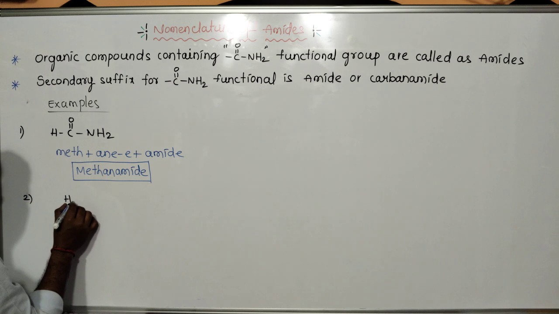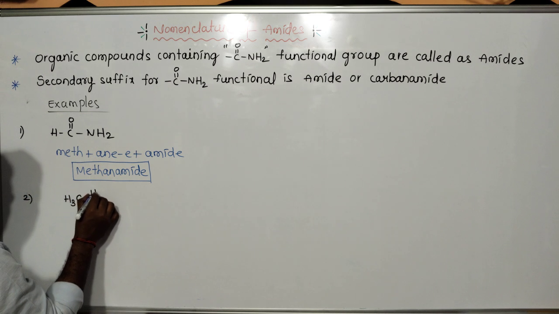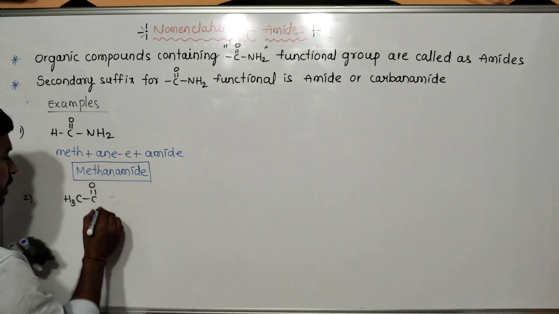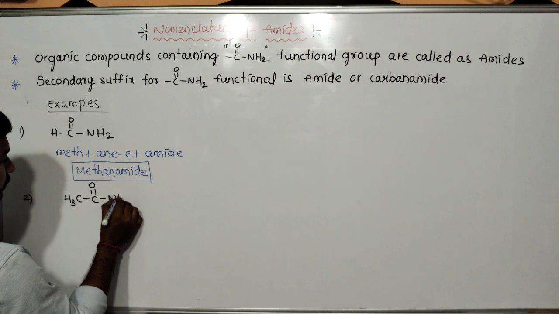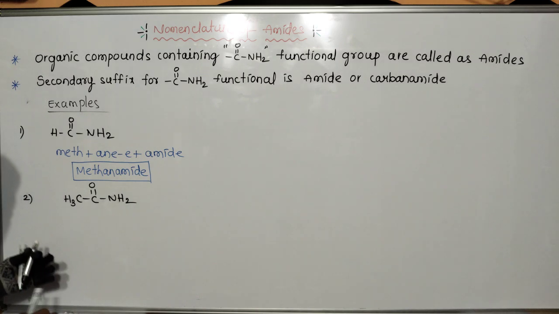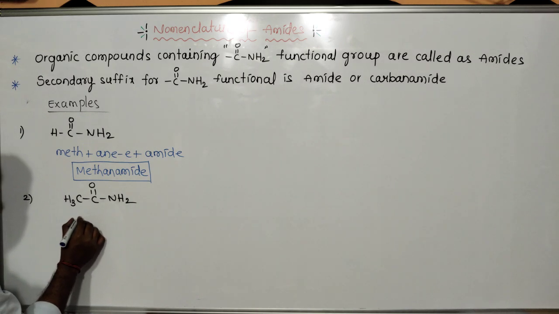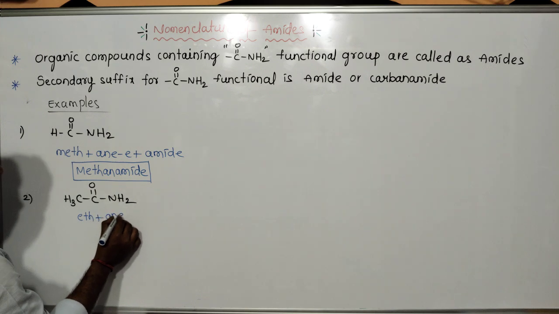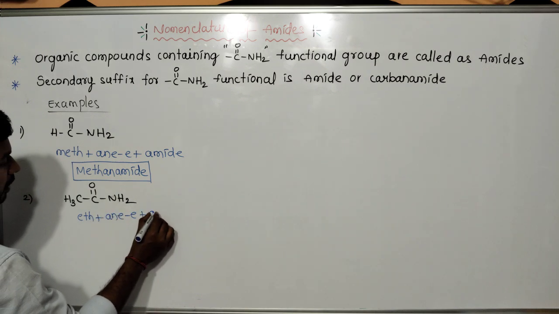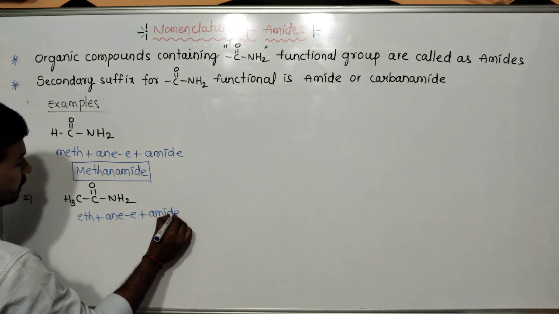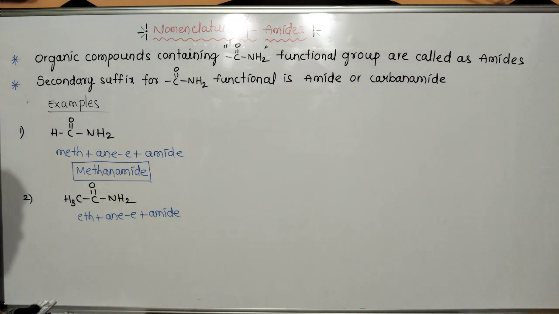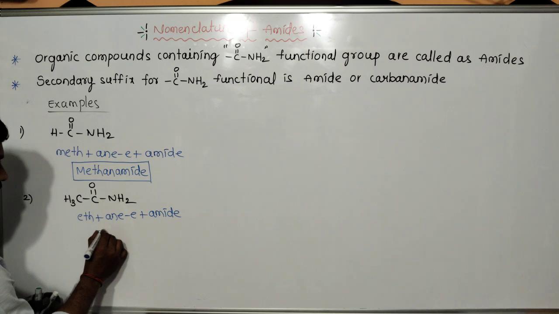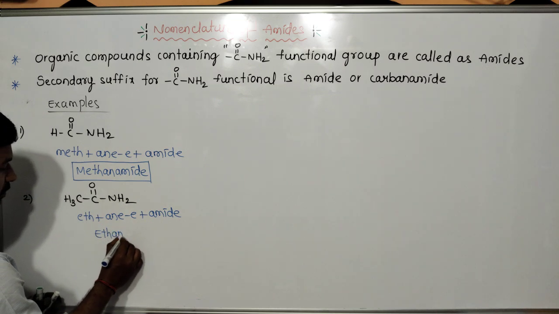Example, CH3 C double bond O NH2. So here the number of carbon atoms is 2, so the root word is eth. Between those two carbon atoms there is a single bond, so an, remove e and add amide. Whenever the CONH2 group appears, write amide. So this is total ethanamide.